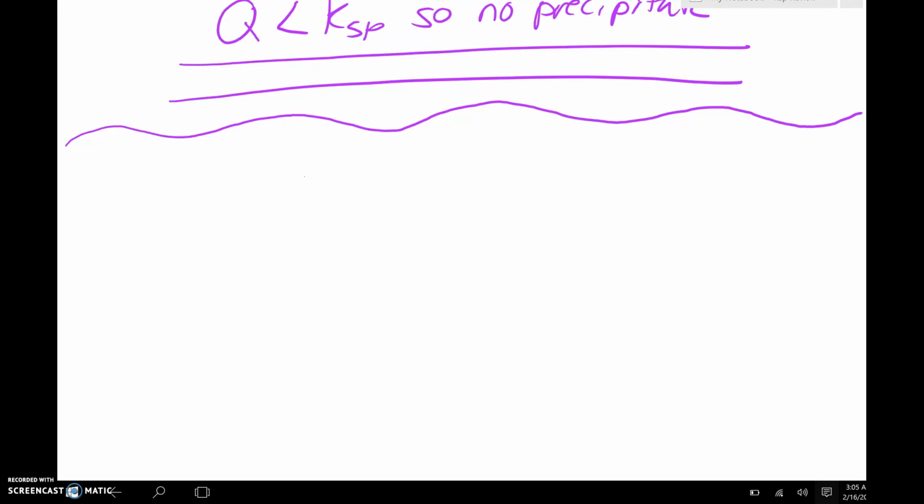So anyway, let's take a look at 73. A solution contains 2 times 10 to the negative 4th molar Ag plus and Pb2 plus. If NaI is added, will AgI or PbI2 precipitate first? Specify the concentration of I minus needed to begin precipitation.